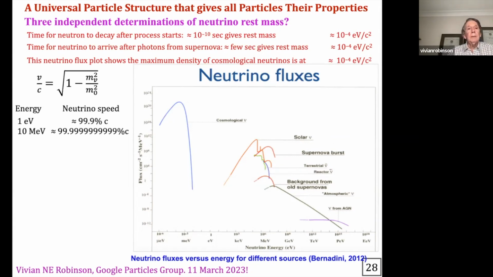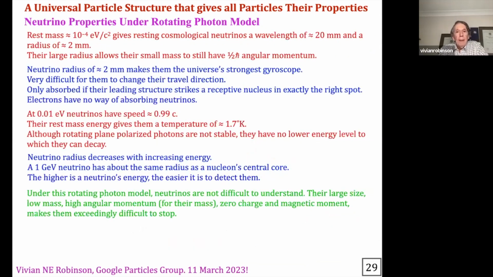Now to have a quick look at what that means. First of all, cosmological neutrinos have a wavelength of about 20 millimeters and a radius of roughly 2 millimeters. And that is why their large radius is why their small mass can still have half h bar angular momentum. Now, the neutrino radius of 2 millimeters makes them by far the universe's strongest gyroscope.